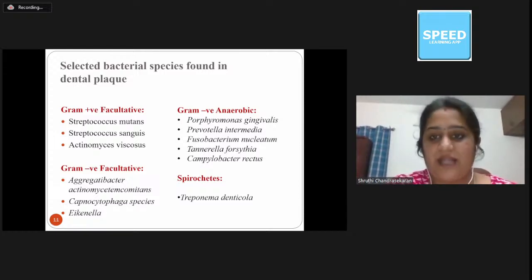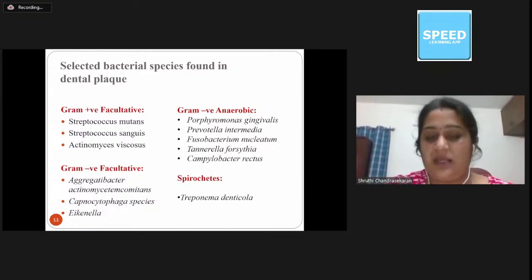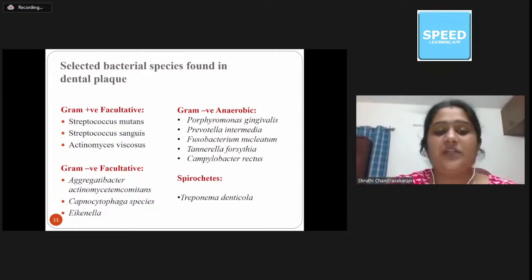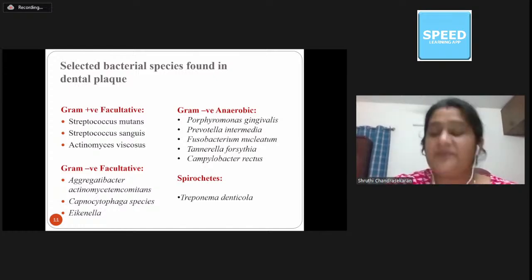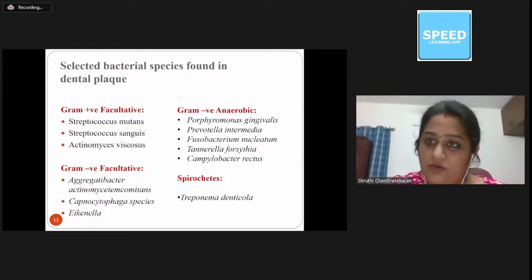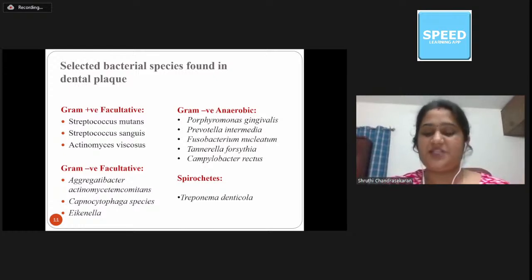If you can remember this slide by heart, it will answer all the questions, mainly because it will tell you which are the gram-positive organisms, and what is the nature of their anaerobicity, whether aerobic, anaerobic, facultative, or strictly obligate anaerobes. The gram-positive facultative anaerobes found in the plaque bacteria are Streptococcus mutans, Streptococcus sanguis, and Actinomyces viscosus. The gram-negative facultative bacteria present are Aggregatibacter actinomycetemcomitans, Capnocytophaga species, and Eikenella corrodens. Gram-negative anaerobic bacteria are Porphyromonas gingivalis, Prevotella intermedia, Tannerella forsythia, Fusobacterium nucleatum, and Campylobacter rectus. And finally, we also have spirochetes such as Treponema denticola.